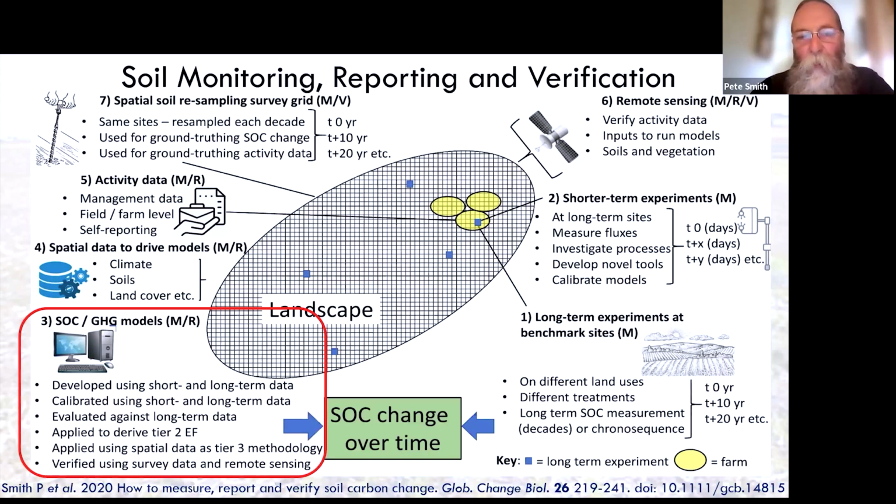And that brings me to the models. They've been developed using this short and long-term data. They can be evaluated against long-term data to see how they perform. We can use them to apply emission factors, or we can use them directly to simulate changes. And we can link that up in a cloud-based system where models are used to estimate change in soil health in real time.